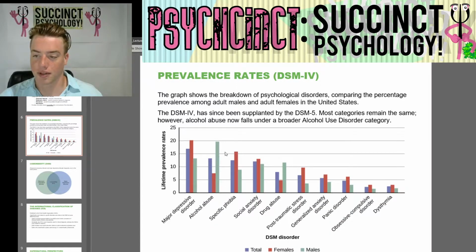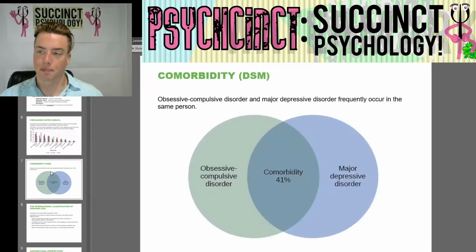This is DSM-5, alcohol abuse. Blue is total, red is females, green is males, and then the lifetime prevalence rates. If you guys are interested, I'm not going to go through each one, but if you want to pause the video and take a look for yourself, feel free to do so.